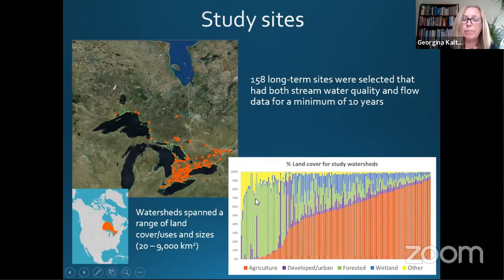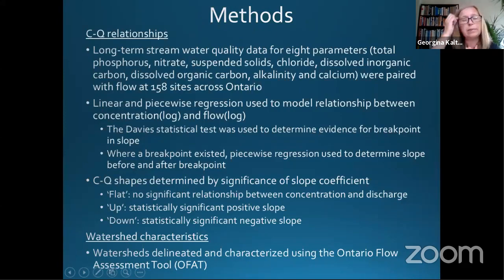At the left end of the spectrum, you have watersheds very high in forested land cover, a few very urban sites, and of course, a mixture of different land covers and uses. So, our methods in terms of determining the CQ relationships.